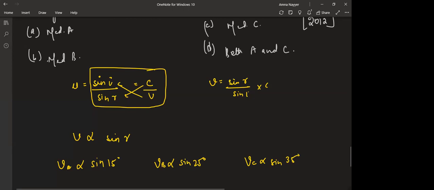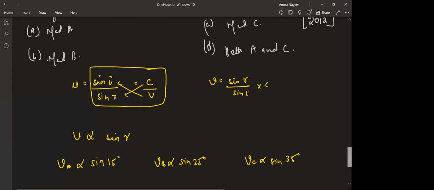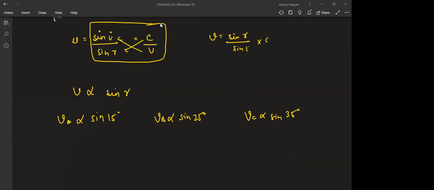But one thing I want to tell you, Samira, pay attention. The minimum value is 15, the medium is 25. But if you see the values, sine 35 has the maximum. Sine 35 is greater than sine 25 degrees, and then the least one is sine 15 degrees, which you both, Fahad and Samira, were mentioning.